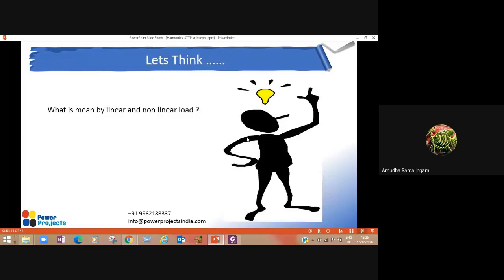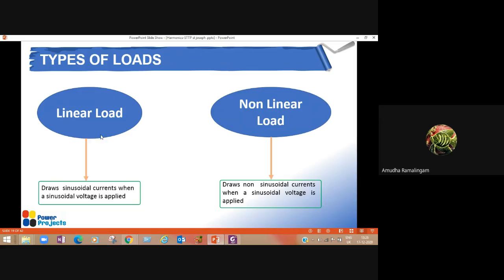Now let's think about what a linear and a non-linear load is. Often I repeat that non-linear loads cause harmonics and distortion. What are these non-linear loads? What type of loads are called non-linear loads? A linear load is nothing but a load which draws a sinusoidal current when we apply a sinusoidal voltage. A non-linear load is one which draws a non-sinusoidal current when we apply a sinusoidal voltage.